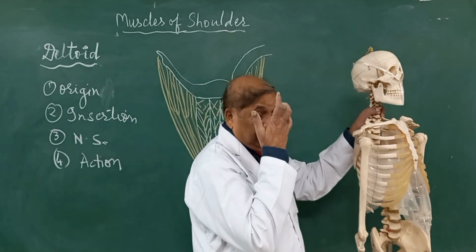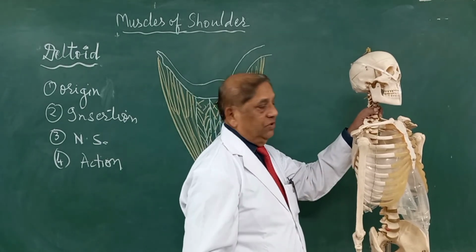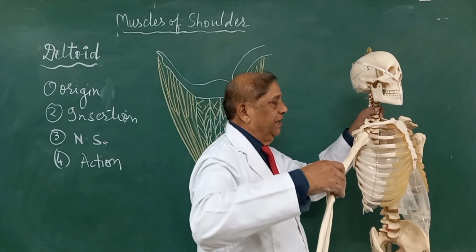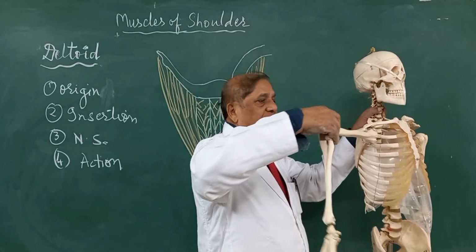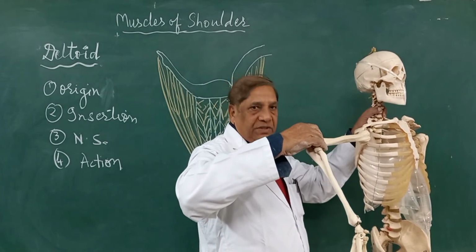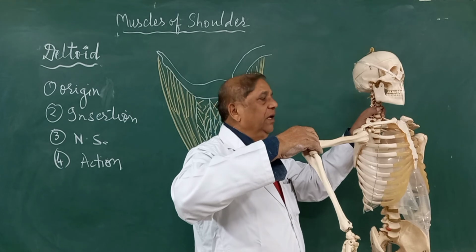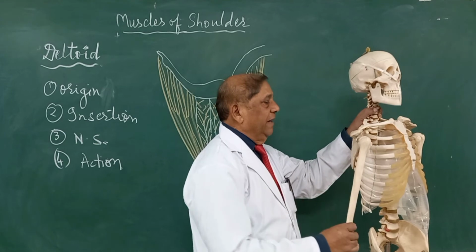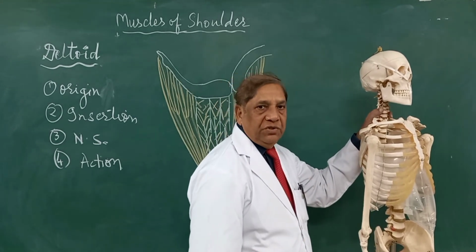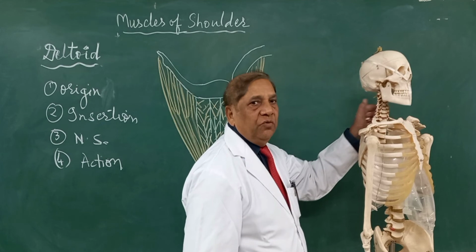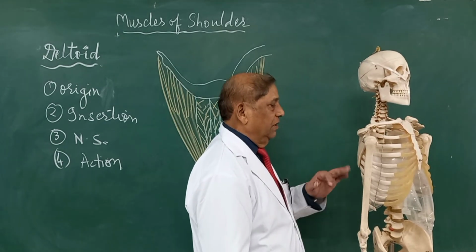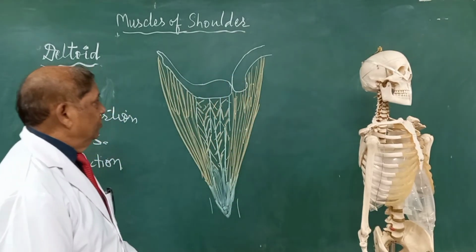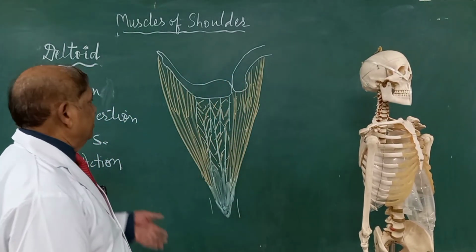But the fibers which take origin from the lateral margin of the acromion process, which I said are multipinnate, very strong fibers, have the action of lifting the humerus upward. Though the beginning of this movement, abduction, is by the supraspinatus for the first 15 degrees, from 15 to 90 degrees the lifting of the humerus, called abduction at the shoulder joint, is because of the deltoid. So the deltoid is a very powerful abductor of the shoulder joint. This is an important action of the muscle, that is the abduction at the shoulder joint. So these are the actions of the muscle.